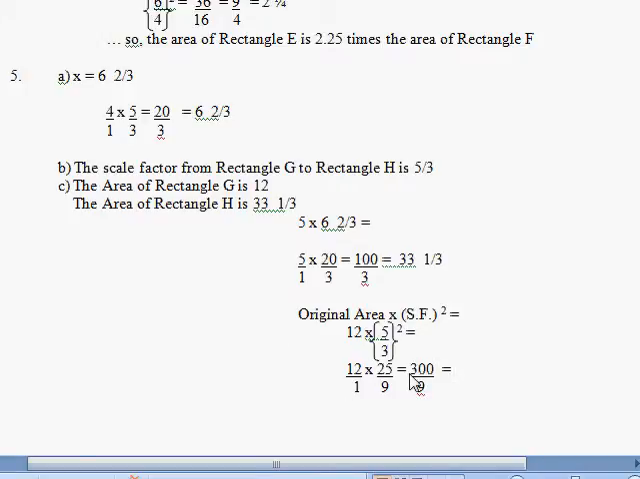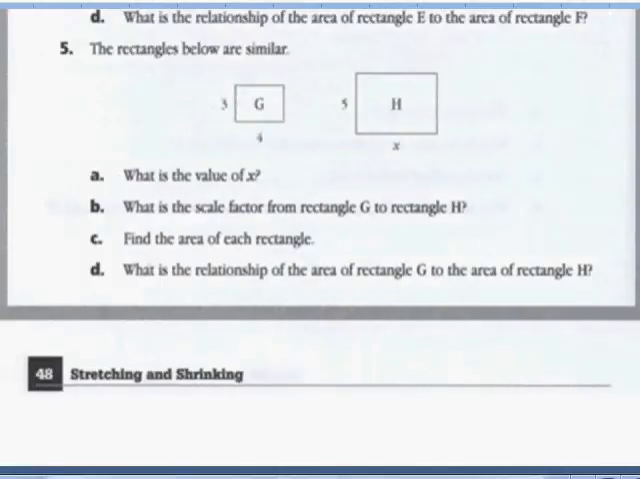So we get 300 over 9 as an improper, and now we have to reduce that. And as it should, it comes out to 33 1/3, so we use the 7th grade method, original area times scale factor squared, and we got 33 1/3 for the area of rectangle H.